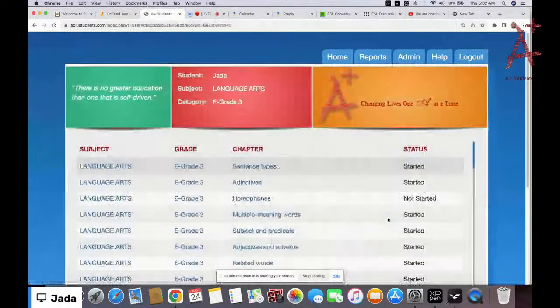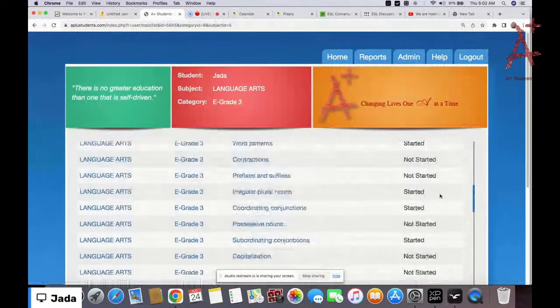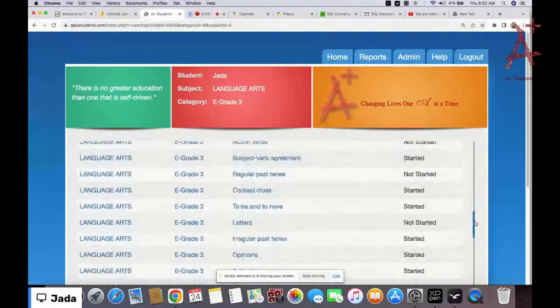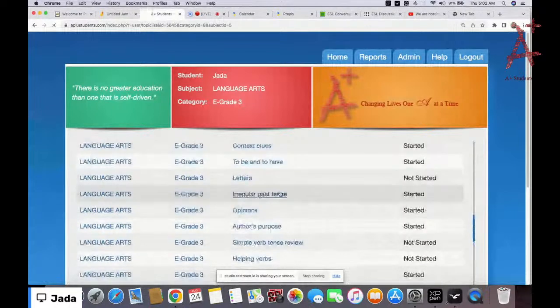And yesterday we had irregular past tense. So we're just going to continue from where we stopped because we didn't complete that lesson. So we'll just complete that today. So yeah, this is irregular past tense.